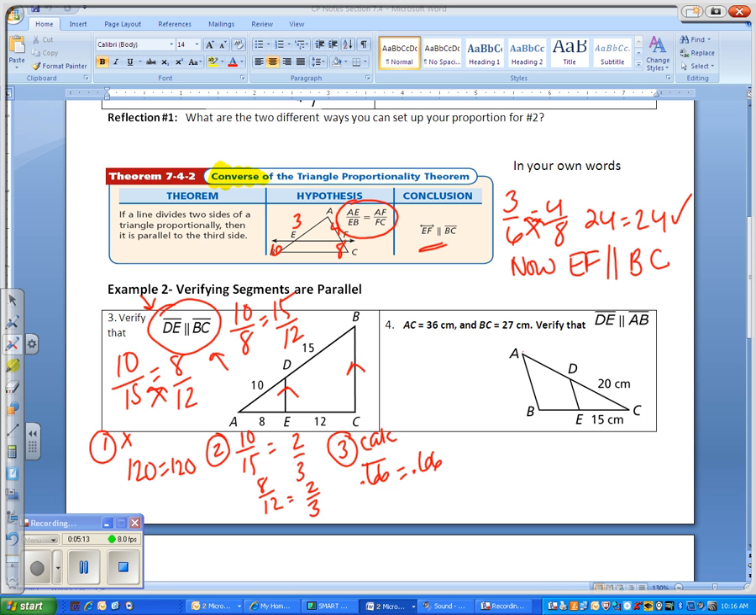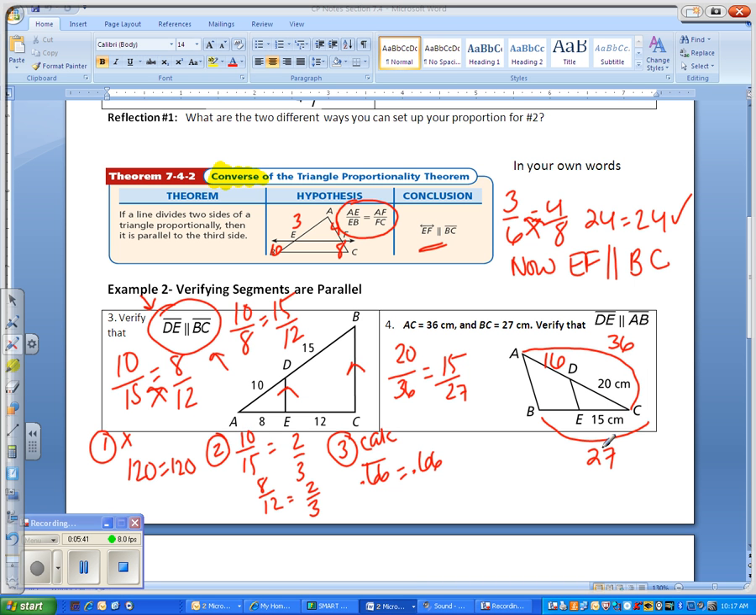Number 4, it says AC, this whole side is 36 centimeters, and BC, this whole side is 27 centimeters. And they want us to verify that these two sides are parallel. So to do that, you could say 20 over 36 equals 15 over 27. Or you could say, well, if this whole side's 36 and this side's 20, that means the leftover has to be 16.